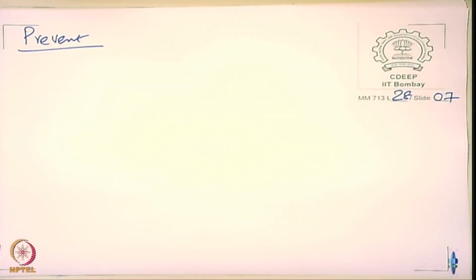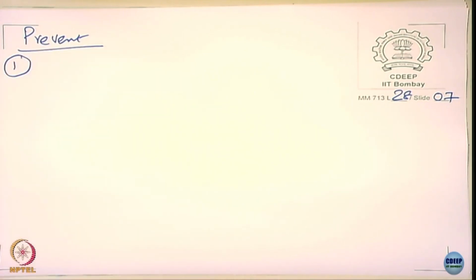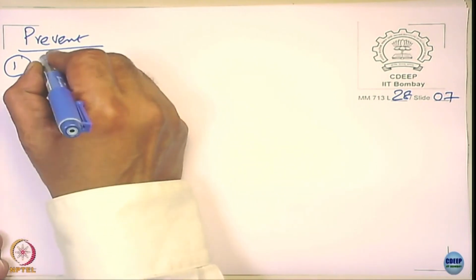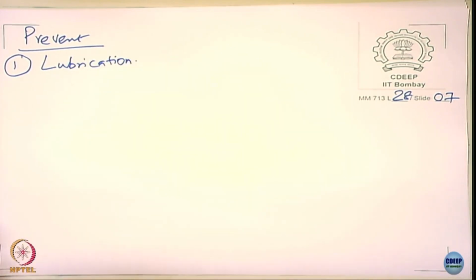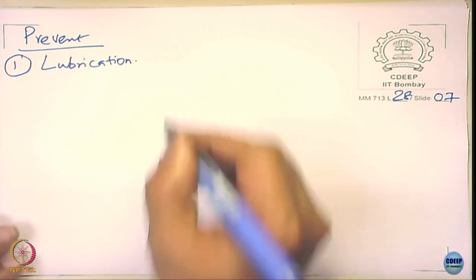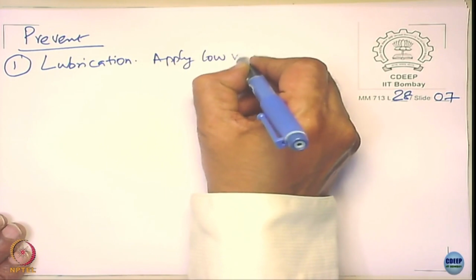So, we have now seen the mechanism, and then we must know how to control fretting damage. It's a very interesting thing. It can be considered similar to a wear process, right? So, if it is considered similar to a wear process, how do you control wear? Lubrication, right? So, you can apply lubrication. What people do is apply oils, low viscous oil.